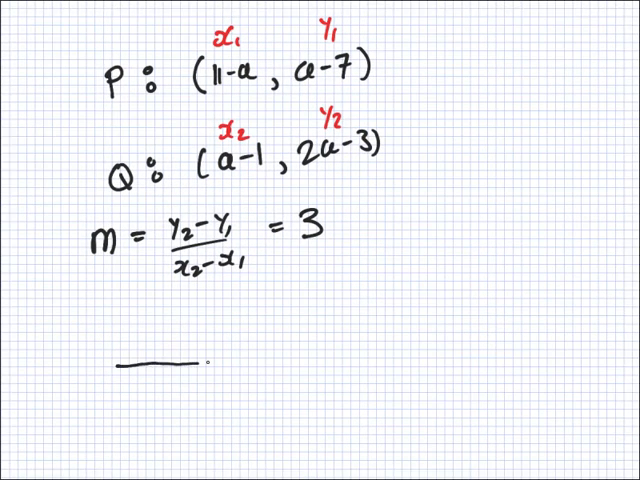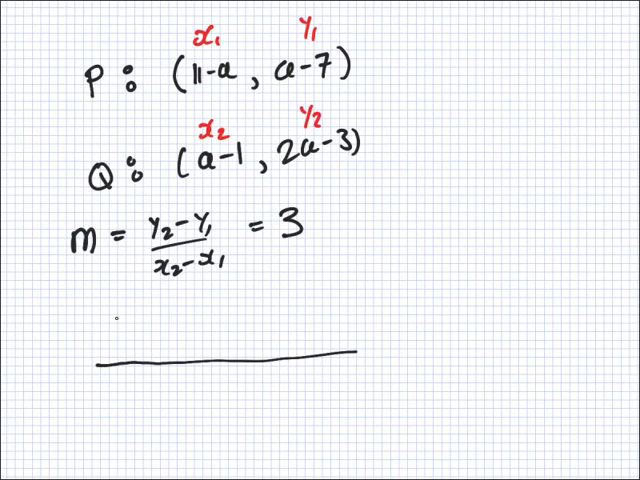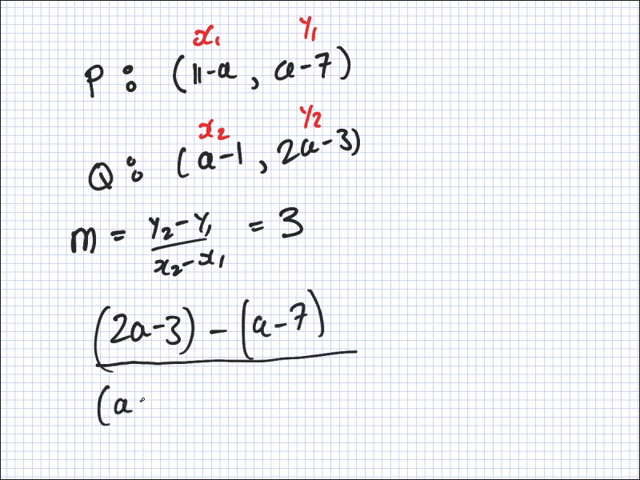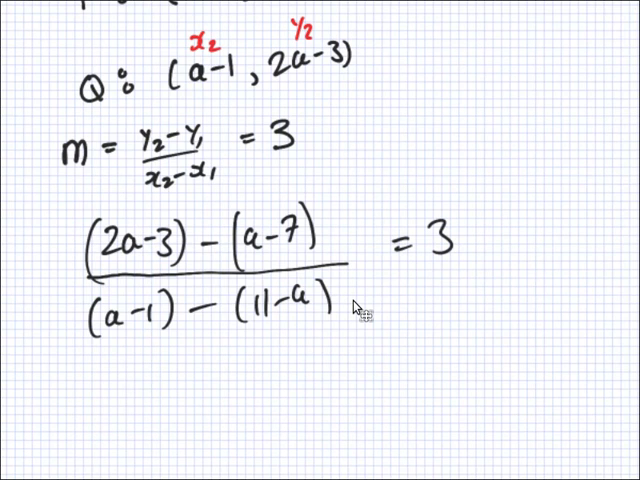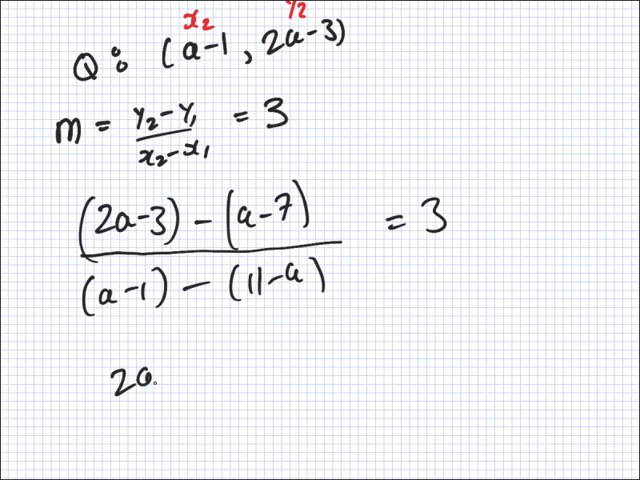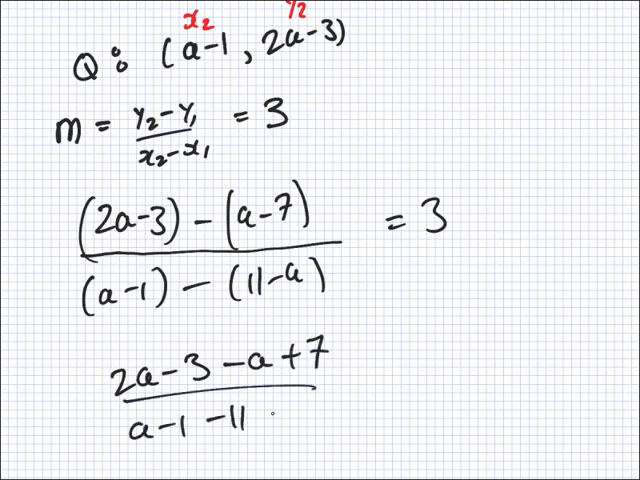Okay, so Mariam, tell us what I should write on the top then. 2A minus 3. Very good. 2A minus 3. Bracket, bracket, minus, bracket. A minus 7. Okay, and then what goes on the bottom? A minus 1 minus 11 minus A, equals 3. Right, let's open the brackets. So, Abir, what do I get on the top? 2A minus 3 minus A plus 7. Good, and what do I get on the bottom? A minus 1 minus 11 plus A.